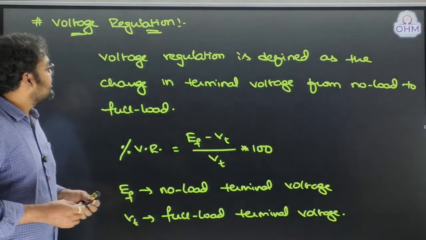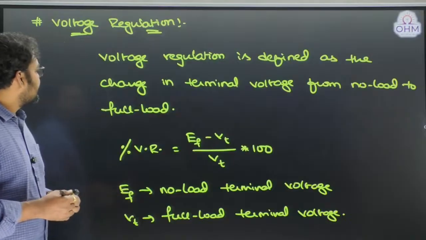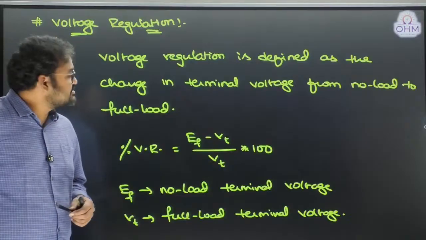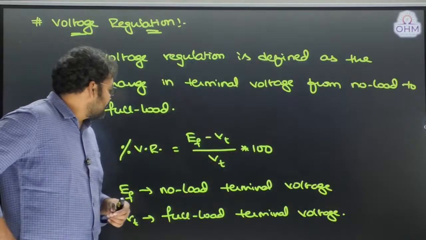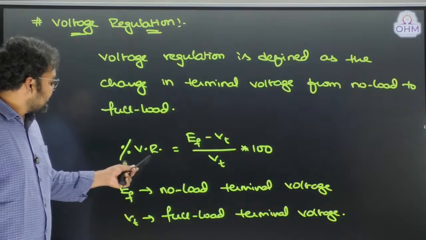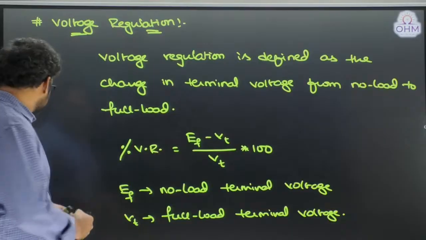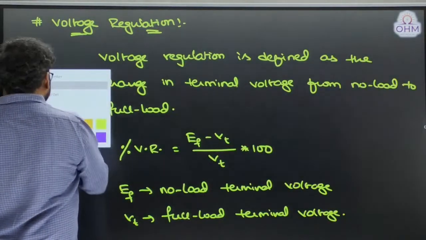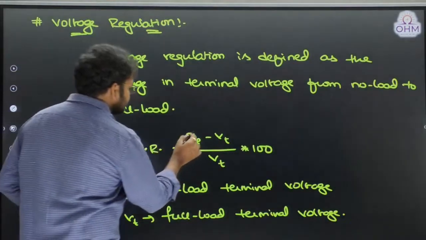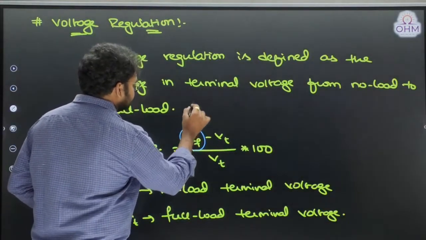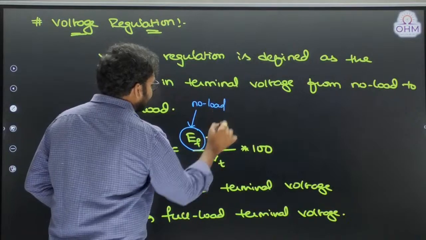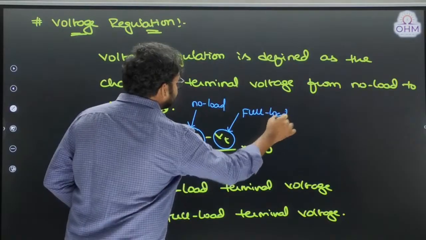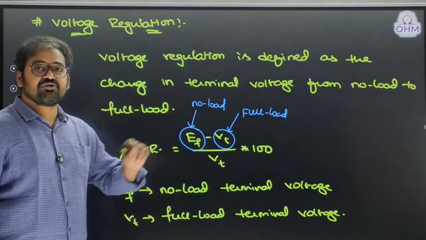So let us go through the definition first of all. Voltage regulation is defined as the change in terminal voltage from no load to full load. It is defined as (EF minus VT) by VT into 100. Please remember here EF is nothing but the no load terminal voltage, and VT is nothing but the full load terminal voltage. This full load terminal voltage is generally the busbar voltage.